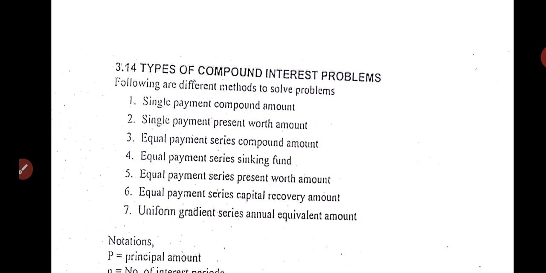Okay, so for this there is a problem: if X wishes to have a future sum of 50 lakhs for his daughter's tuition fee 10 years from now, what is the single payment he should deposit now so that he gets the desired amount after 10 years? The bank gives 12% interest compounded annually. So this is the second one, single payment present worth amount.